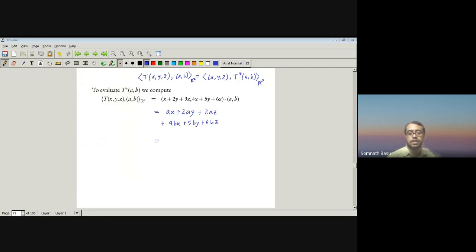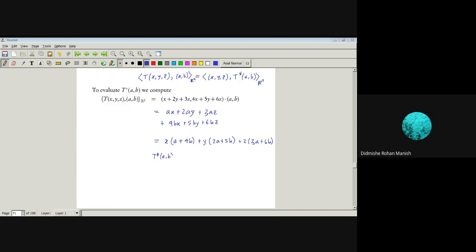So this quantity is x times the first entry, y times the second entry, z times the third entry. So what are the simplifications we're looking at here? I want to write this as x into something. What should I write? a plus 4b, right? I want to write this as y into something, 2a plus 5b. I want to write it as z into something, 3a plus 6b, right? But now can you tell me what is T star of (a, b)? a plus 4b, comma 2a plus 5b, comma 3a plus 6b.